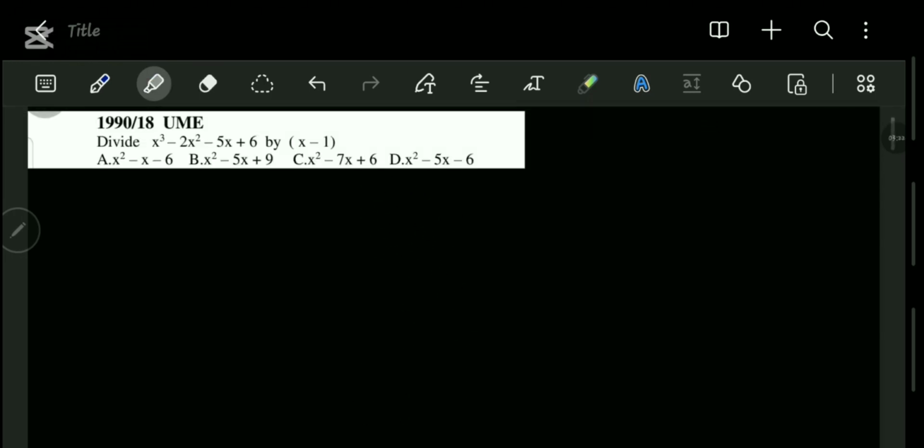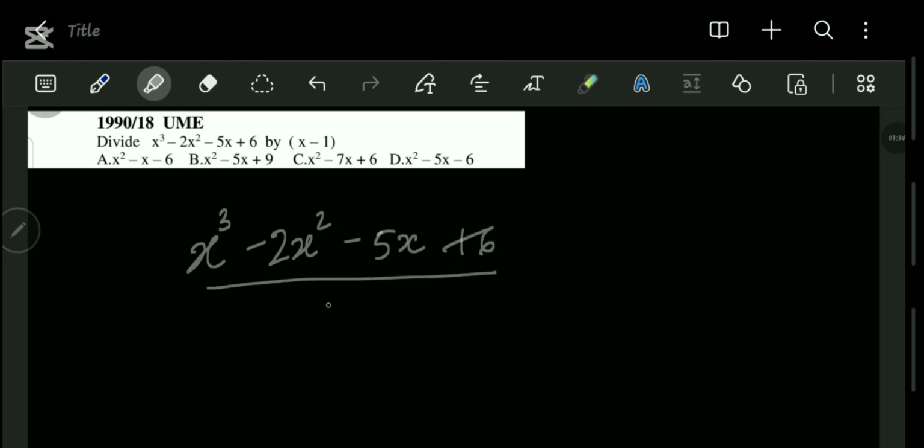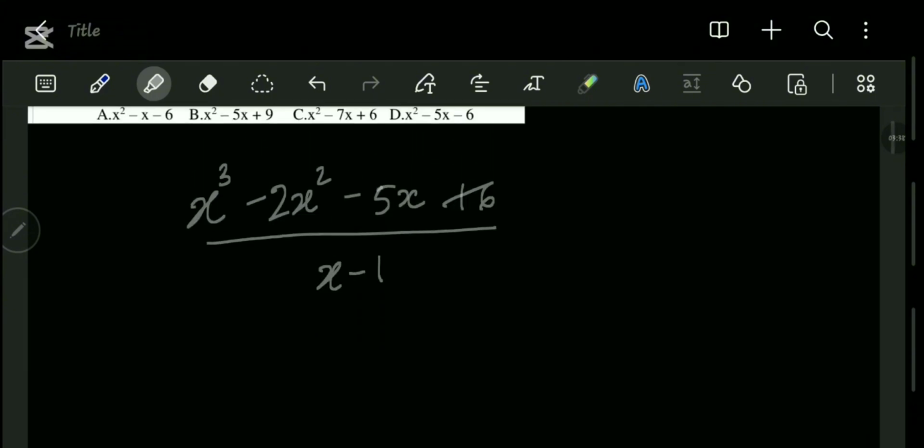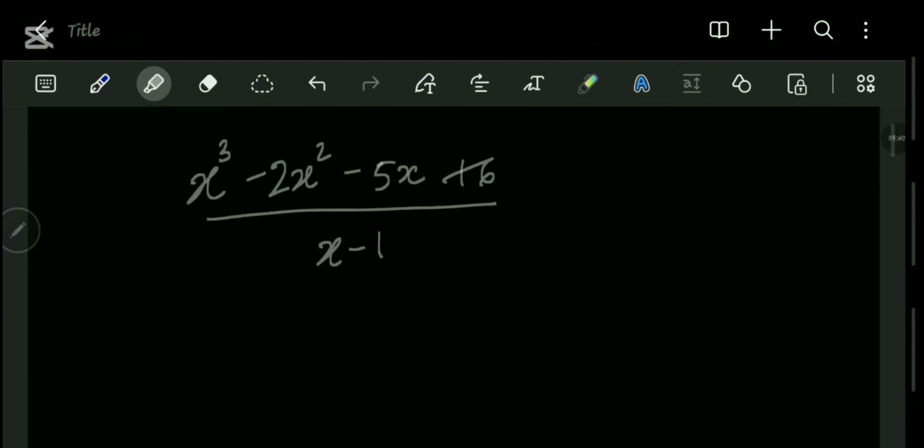We're asked to divide x raised to 3 minus 2x squared minus 5x plus 6. We have to divide this expression by x minus 1. We're going to apply the same long division principle here.